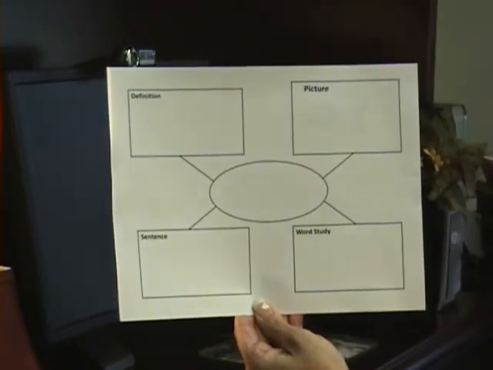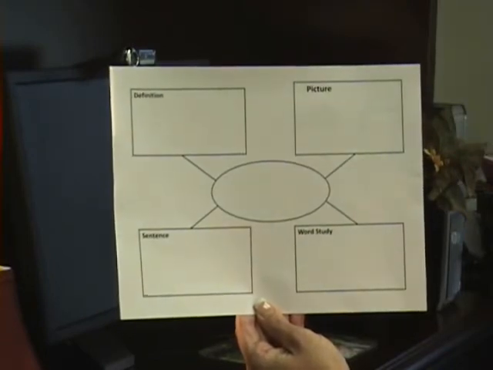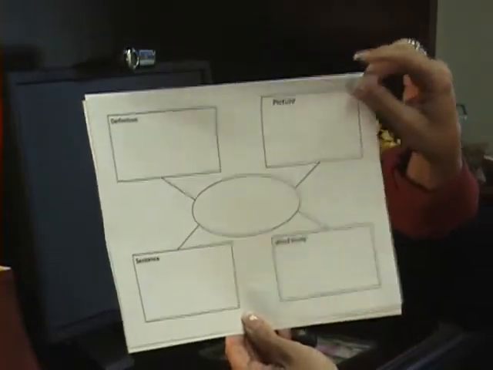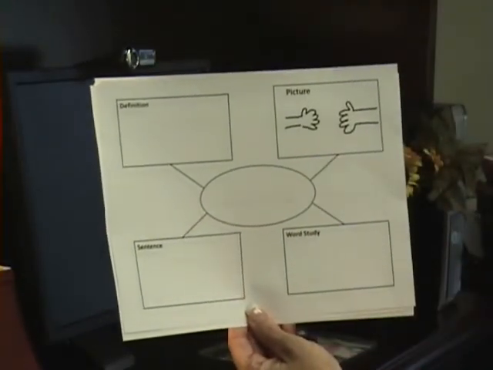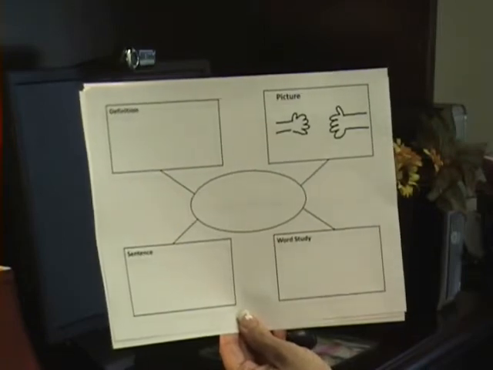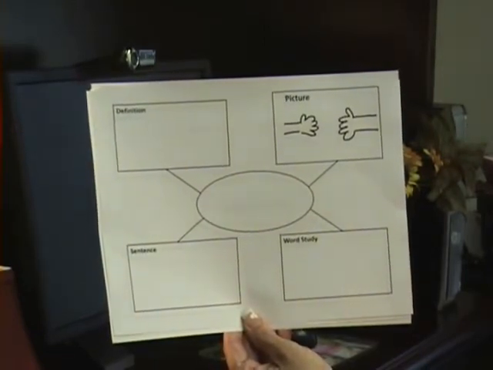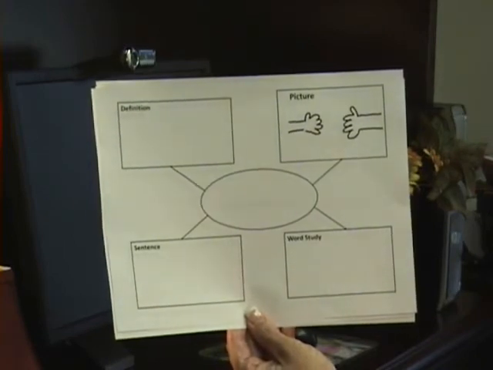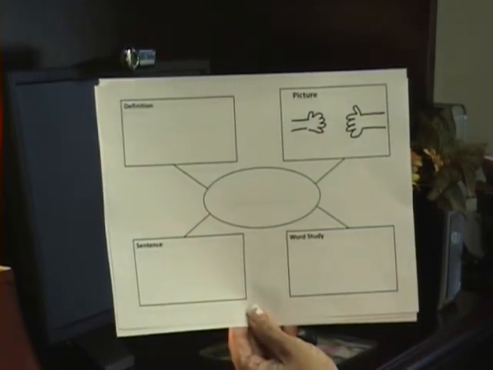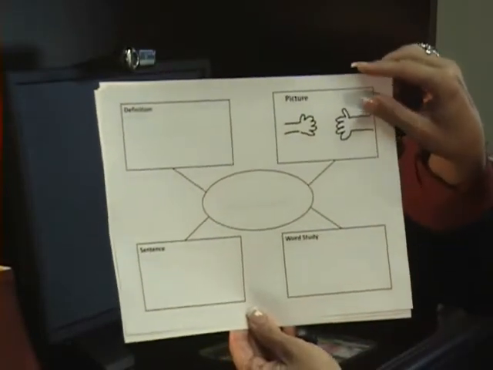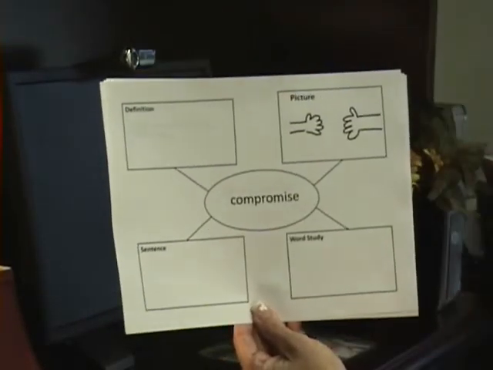For example, if we're talking about how laws are passed, we may want to teach students the primary word of compromise. I may draw a picture of two people shaking hands like this one as though they are in agreement. The students would draw the same picture in their illustration box. Then I may ask the students to shake hands with someone and say, "Let's compromise." Next, we would write the word compromise in the center of the word web.